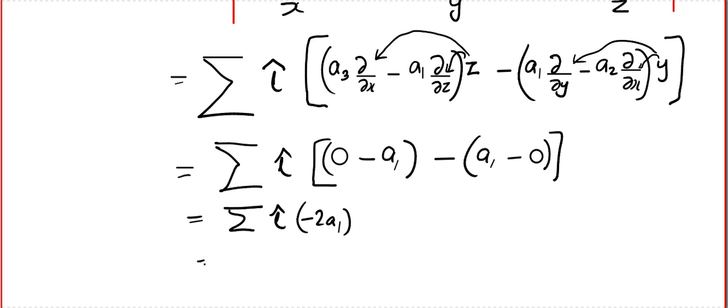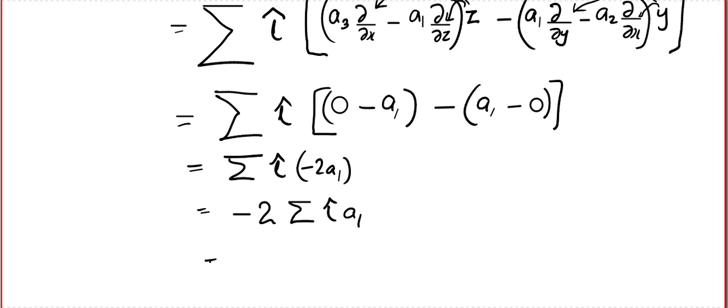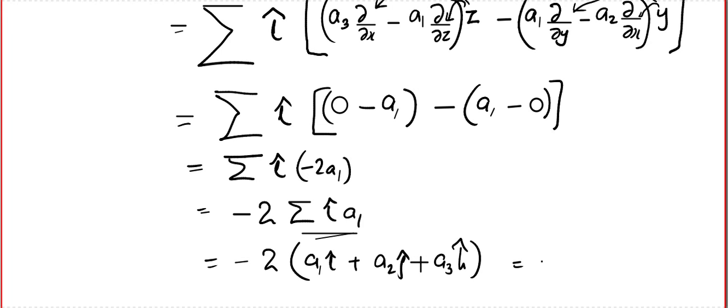Okay, now we can take this minus 2 outside the summation. And you will be left with sigma I A1. If you can recognize this, you have the answer already. But if you want, I'll write one more step. What is sigma I A1? It is A1 into I, A2 into J, A3 into K. That is minus 2A. So that is the advantage of the sigma method. Now let's go for the next problem.